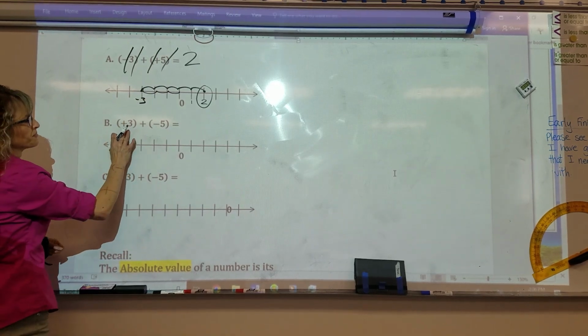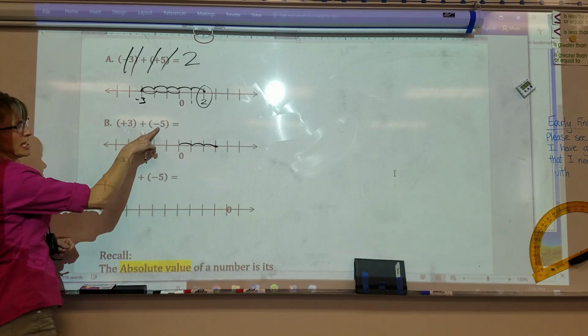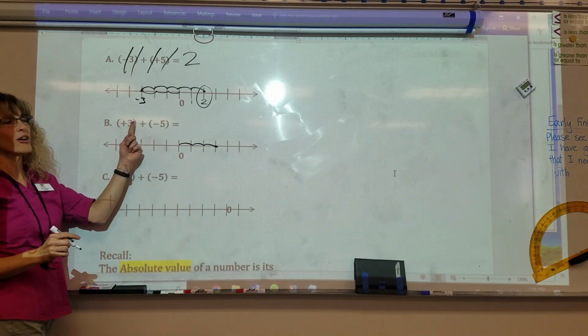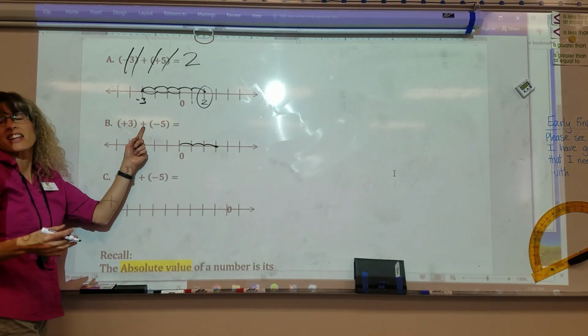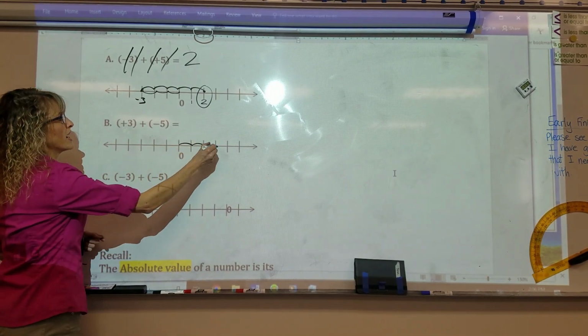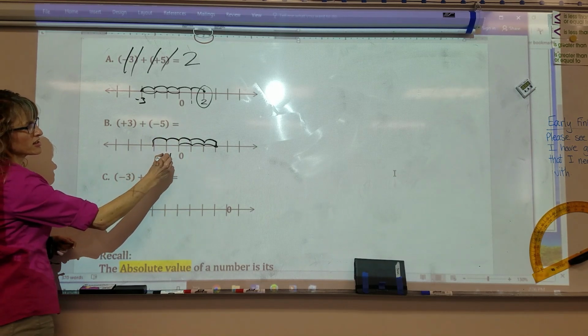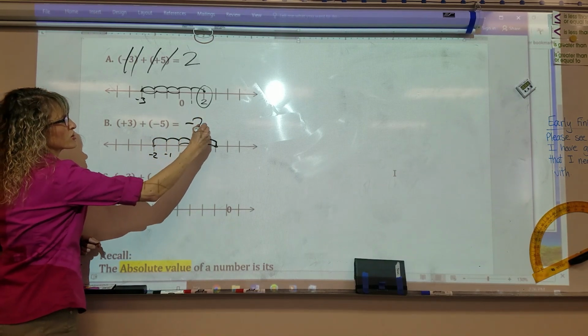So let's try another one. Positive 3. I started here: 1, 2, 3. Now I'm going to subtract 5. I know it says add, but I'm going to add a negative 5. Negatives go this way, so I'm going to go back 1, 2, 3, 4, 5 units. Where am I? That's negative 1, that's negative 2. So the answer is negative 2.